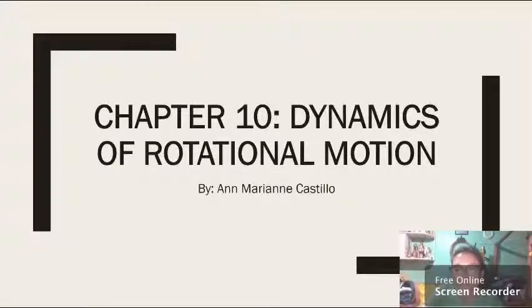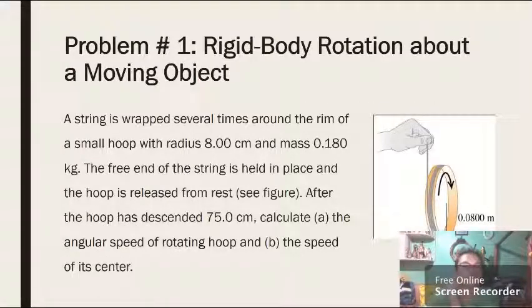Good day everyone, so we're here to answer 3 physics problems in University Physics book in chapter 10, Dynamics of Rotational Motion. So let's get started. Problem number 1: rigid body rotation about a moving object.